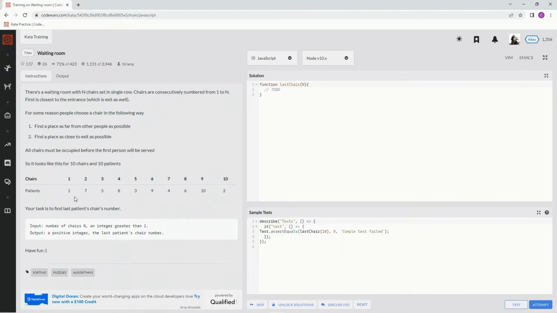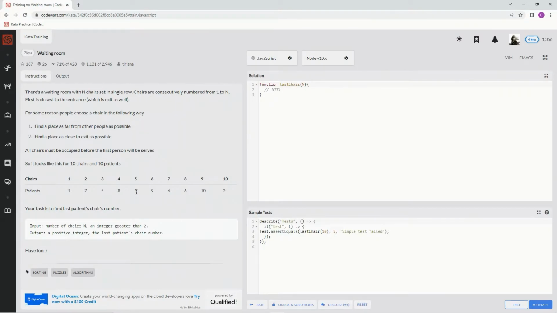Here's what it looks like. So basically, the first person sits closest to the door right here. The next is furthest away from that person, way over here. And then furthest away from both this person and this person is going to be right here. So 5, 4. It's closer to the exit, so there's going to be 4 on this side.